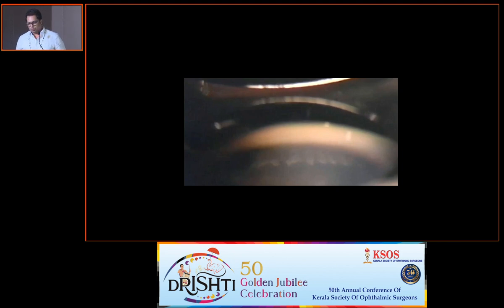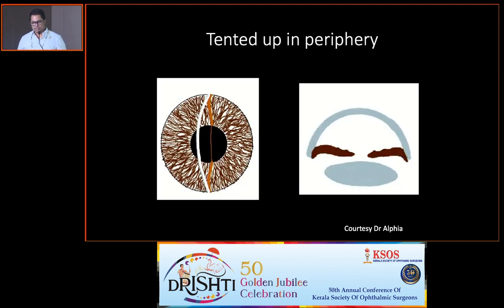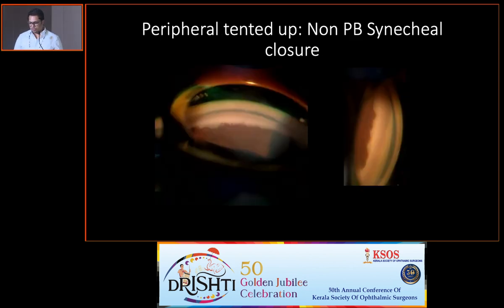For these push mechanism glaucomas, you can see the ciliary process through the pupil when you do a gonioscopy. Next is the iris pulled up in the periphery. These are pull mechanism glaucomas. The central AC is formed, and in the periphery, the iris is pulled up. These are seen in uveitic glaucomas and neovascular glaucomas.